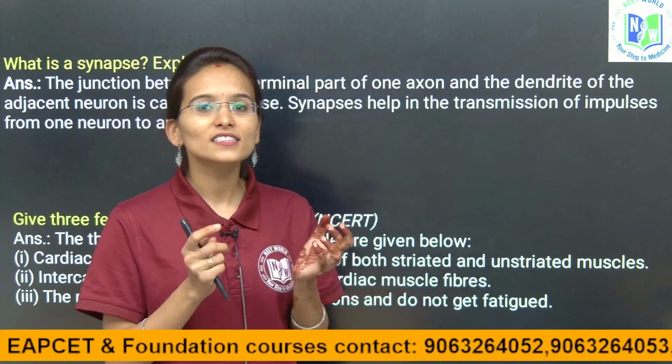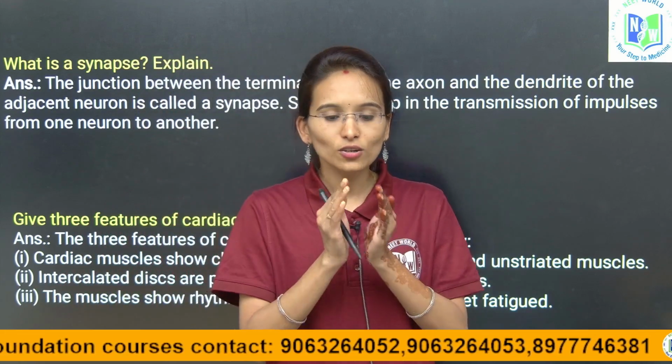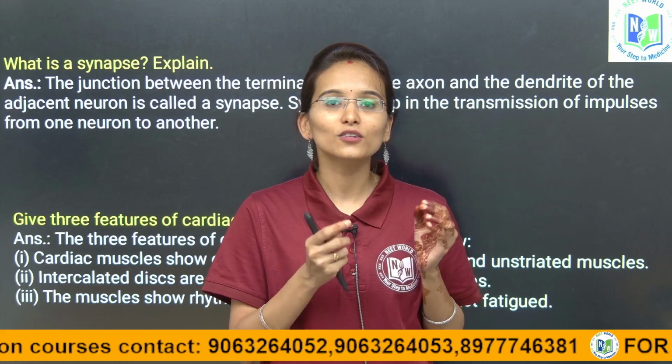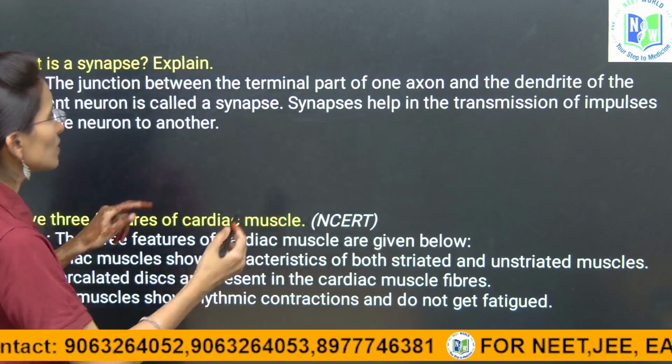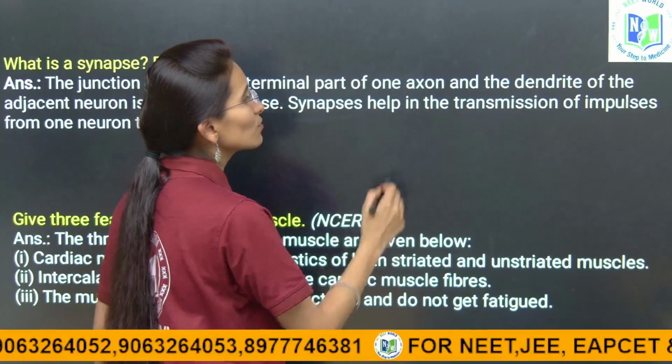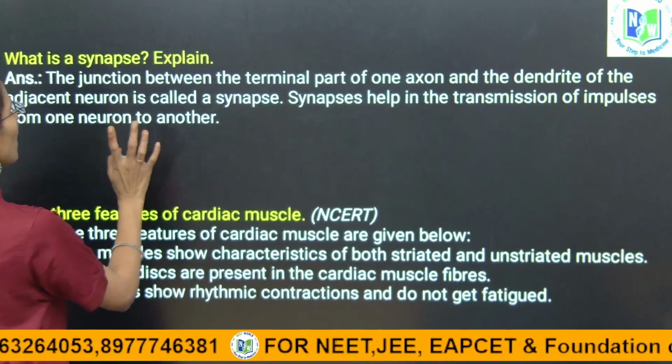We call it a synaptic junction or electrical junction, because at that particular junction the electrical impulses are carried along the nerves. These synapses are mainly involved in the transmission of impulses from one neuron to another neuron.